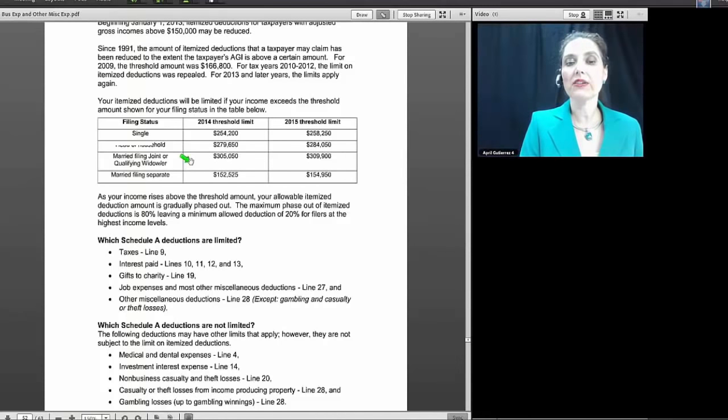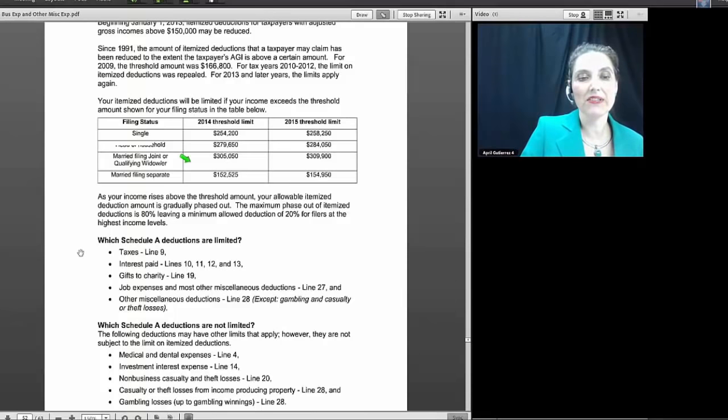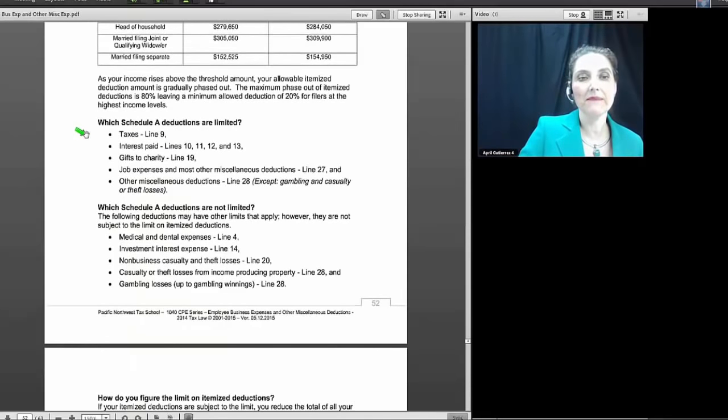And the most that the IRS will ever take away is 80% of your deductions. So at the very minimum, you'll always be able to deduct 20% of your itemized deductions, because the most the IRS can take away is 80%. So let's talk about the types of deductions that are limited.